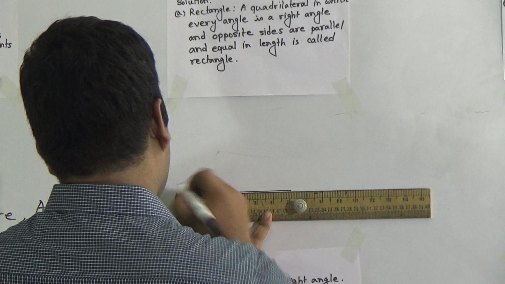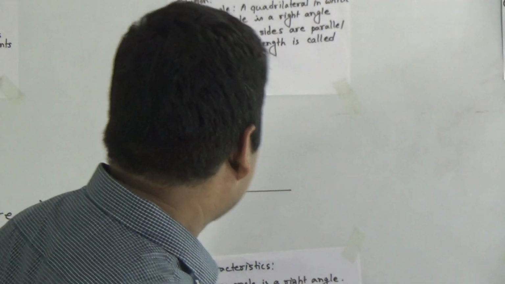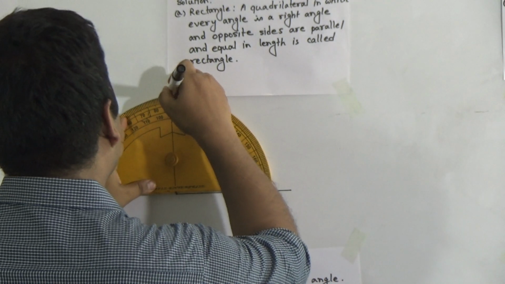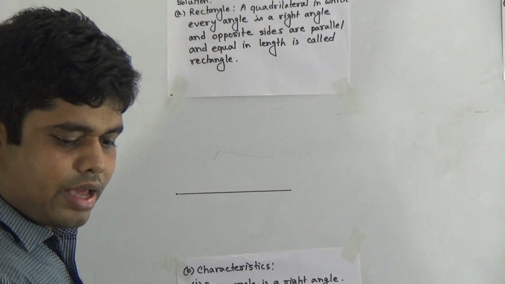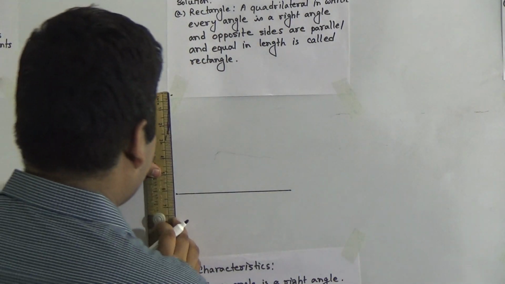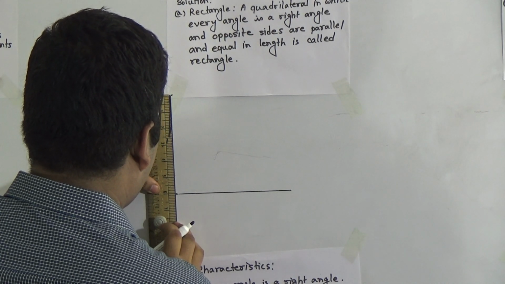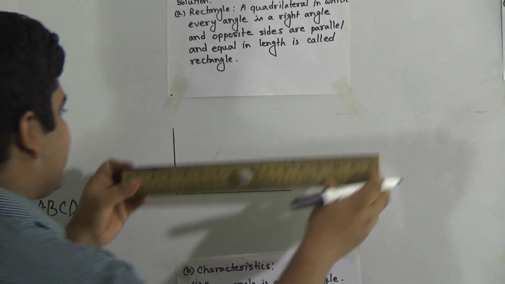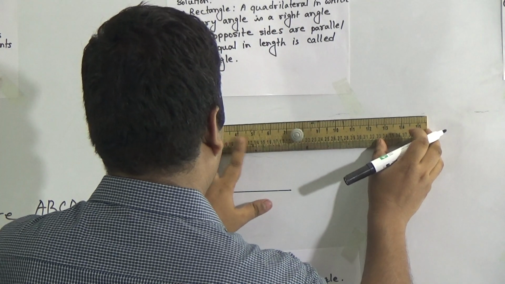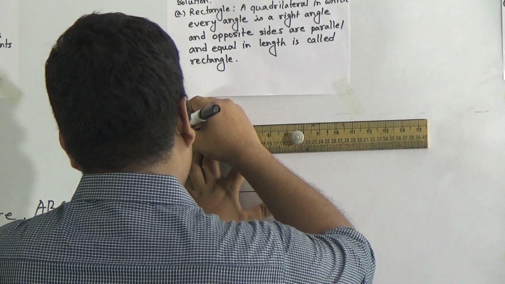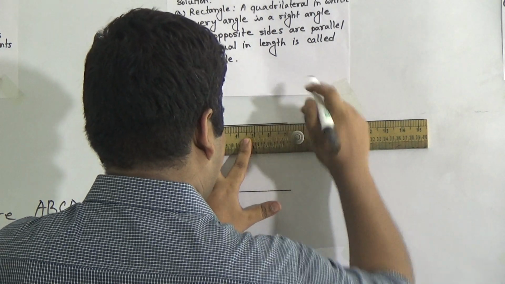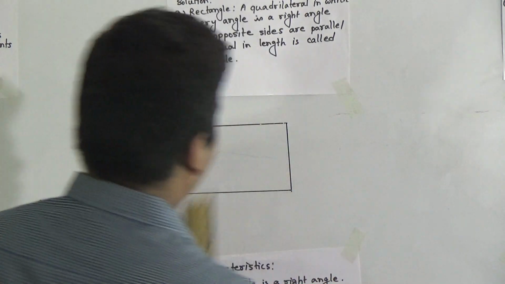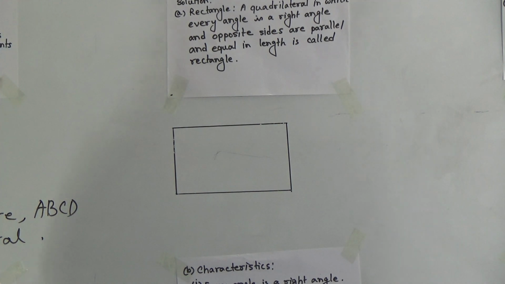After that we draw a 90-degree angle. Okay, we draw a 90-degree angle, but this time we take 4 inches. Now this time we take 7 inches as well, because opposite sides are equal and parallel, and this time we take 4 inches again. Okay, this is a rectangle. I hope you have understood how to draw a rectangle.